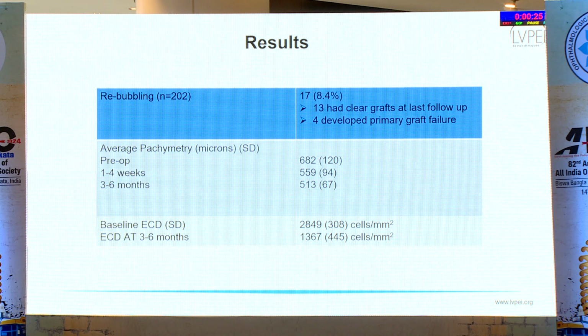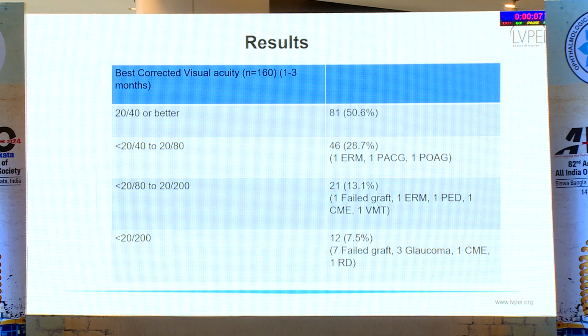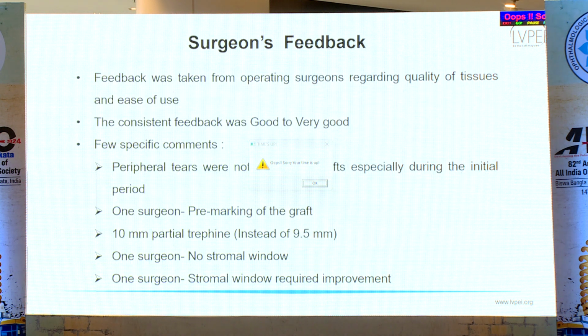The average pachymetry preoperative was 682 with a standard deviation of 120. At 1 month, it was 559, and at 3 to 6 months, it was 513. The baseline endothelial cell count was 2849, and the endothelial cell density at 3 to 6 months was 1367. When we analyzed the best corrected visual acuity, 50.6% of the patients had a best corrected visual acuity of 20/40 or better. And these are the other tables showing the visual acuities in different patients.